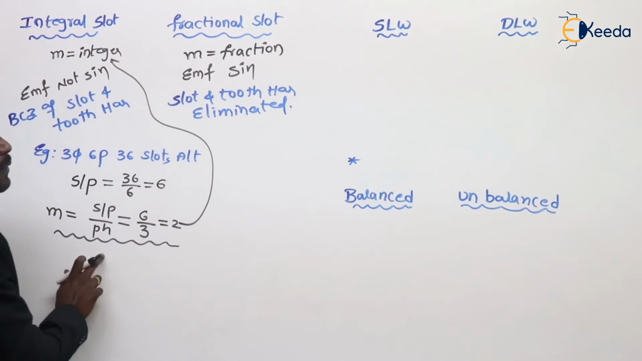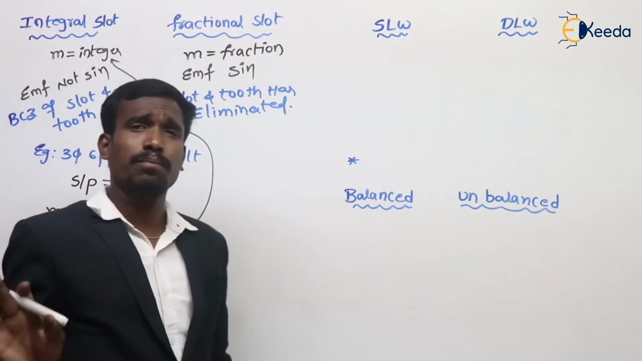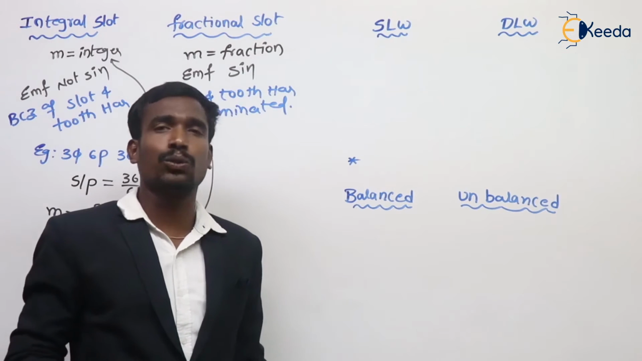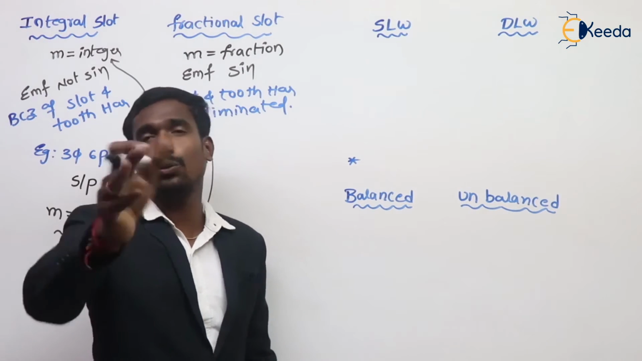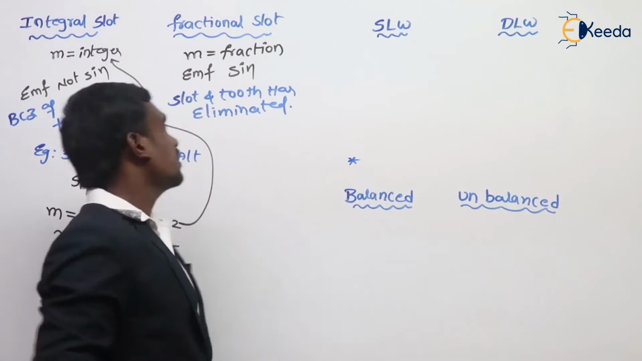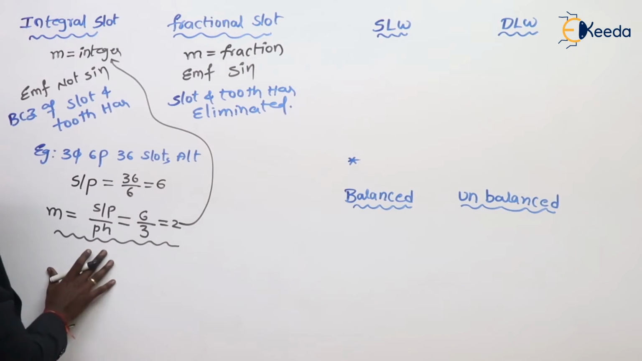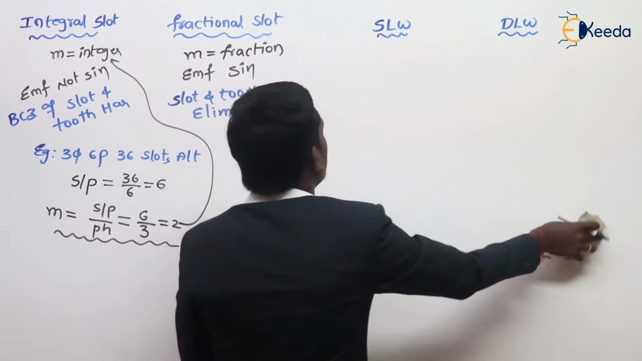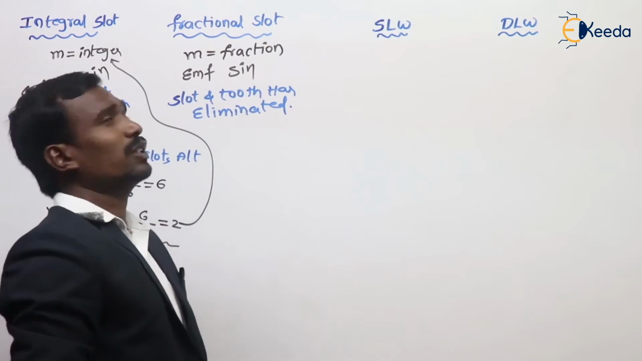For this, the distribution factor is the same: sin(mγ/2) divided by m sin(γ/2). If it is uniformly distributed, you know the answer. This is very clear, this is the normal thing. Now the special thing is this one, fractional slot winding.